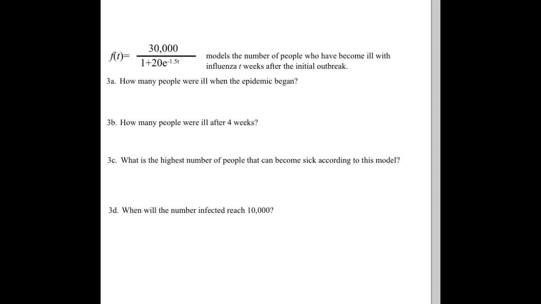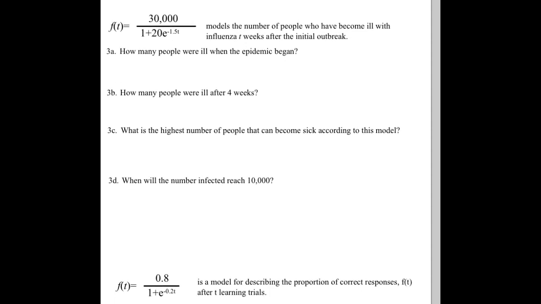All right, so our first example here, our formula says f of t equals 30,000 divided by 1 plus 20 e to the negative 1.5 t. All right, it's a logistic growth. It says it models the number of people who have become ill with the influenza t weeks after the initial outbreak. So again, illnesses like that follow a logistic growth type pattern very closely. So a few people are sick, pretty soon everybody starts to get sick, right? And then it kind of dies off. Does that make sense? Okay.